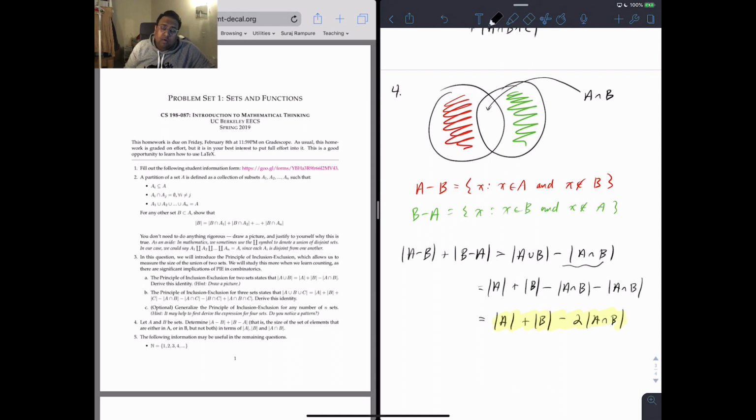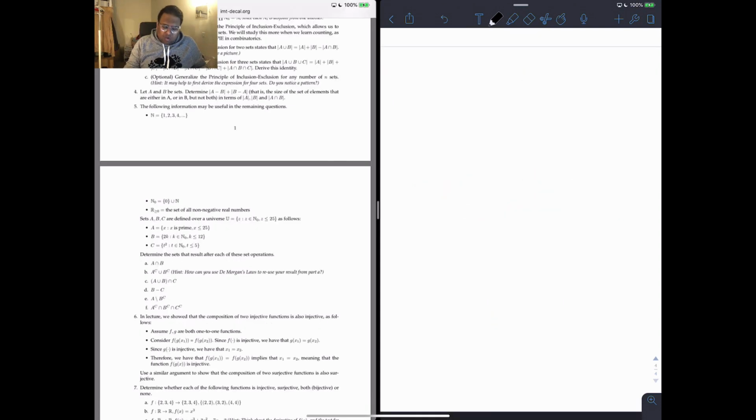Okay, and so that's how you count the number of elements that are only in A plus the number of elements that are only in B in terms of the cardinality of A, cardinality of B, and the intersection. Okay, now let's take a look at question 5.